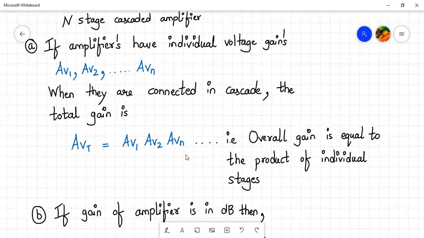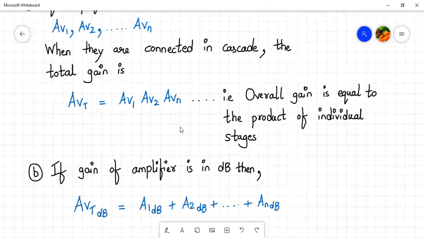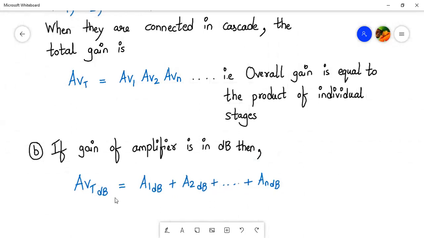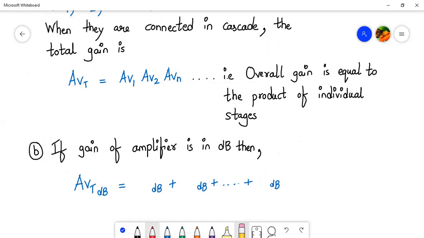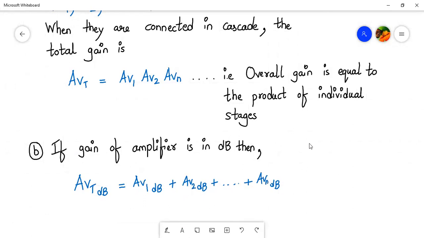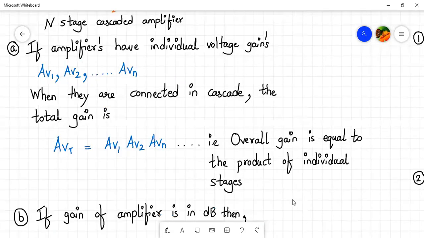Okay. And if the gain of the amplifier is calculated in dB, then the total overall voltage gain will be AV1 in dB plus AV2 in dB plus AVN in dB. Here I had written it incorrectly; let me edit it. This should be AV1. So we have to add the voltage gains in dB, and multiply them when they are in the form of magnitude.